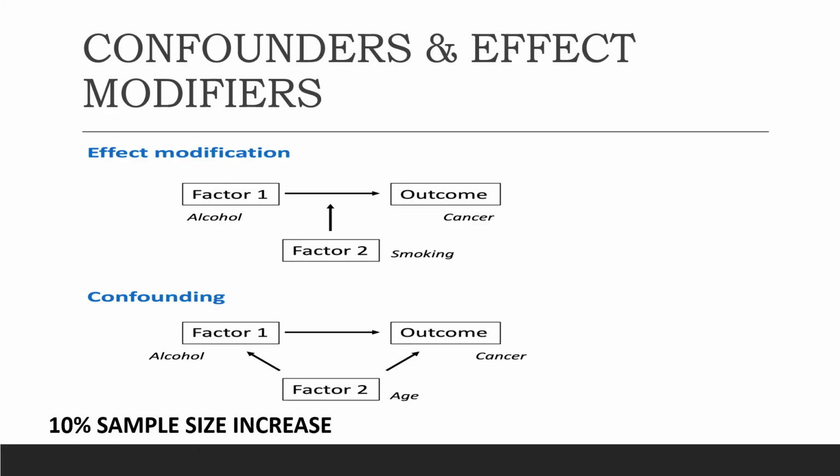Regarding confounding, you have to remember one very important thing: it may simulate an association that does not exist, and it might hide an association that exists. It may change the direction of the effect, and it may increase or decrease the strength of the association. So basically, it creates a confusion.